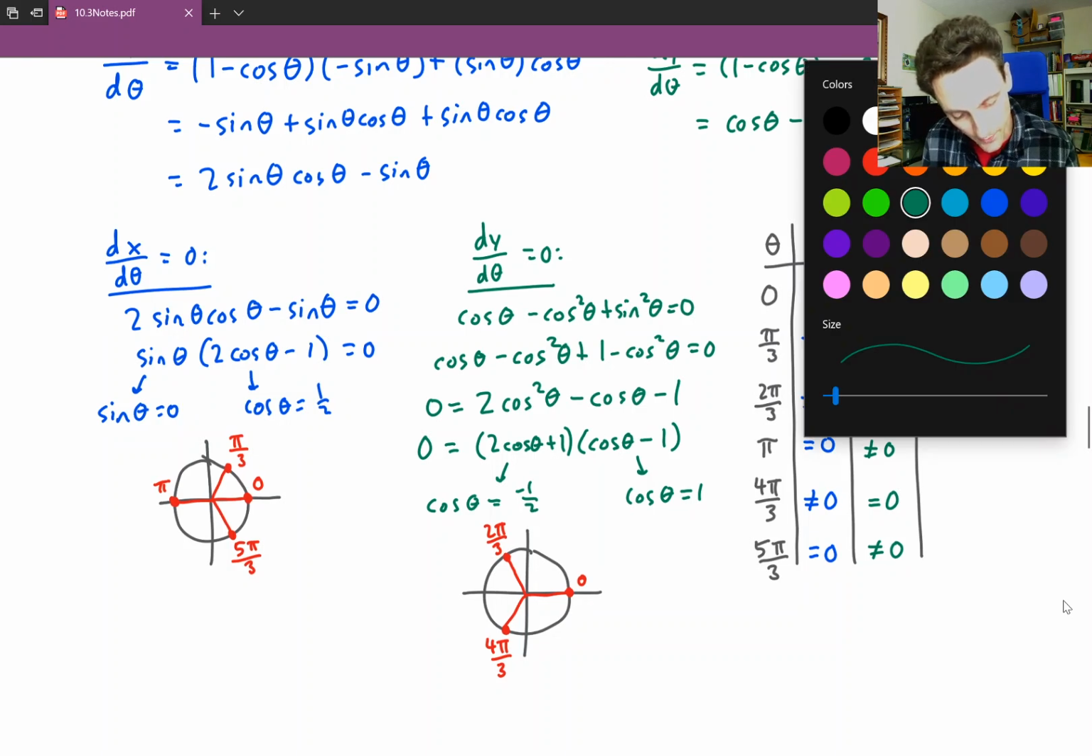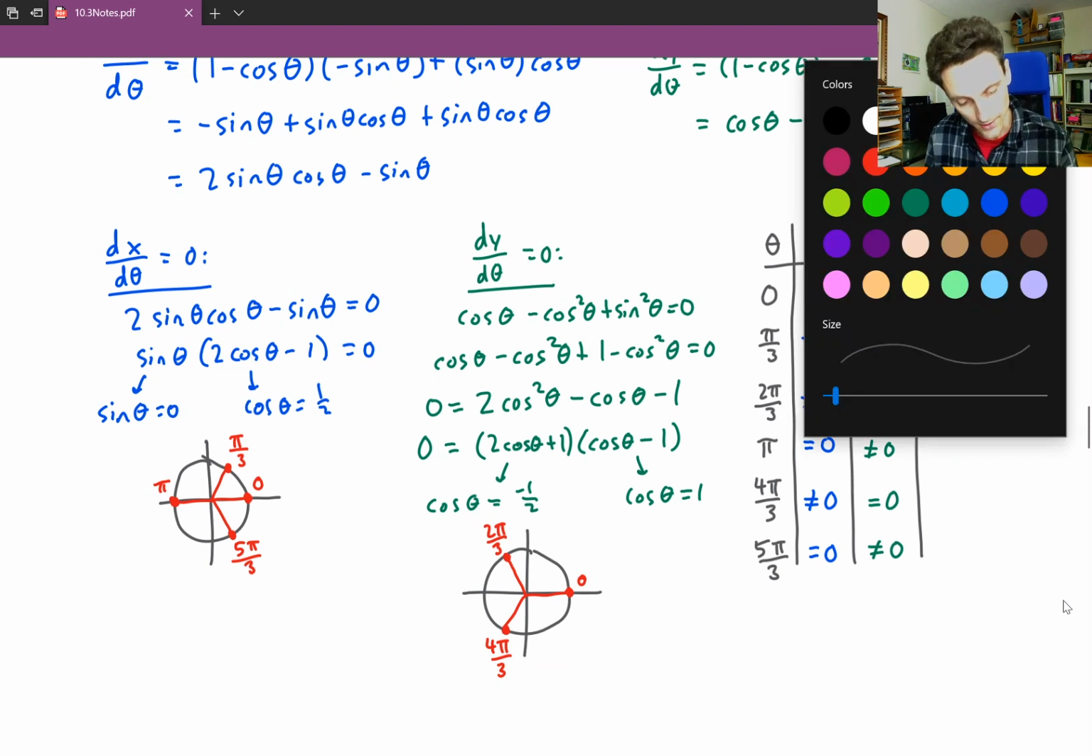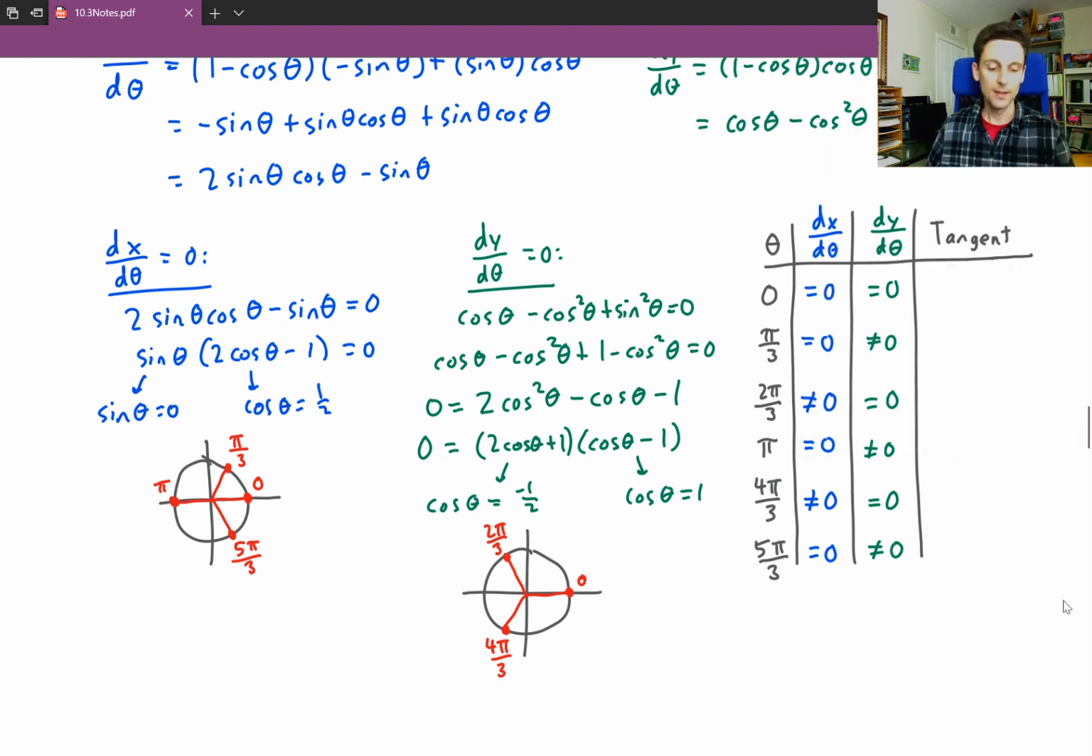So with this information, we can figure out what type of tangent lines these are. Now the first one is actually the hardest one. If both dy/dθ and dx/dθ are equal to 0, that's a problem. So we're going to come back to that one. But let's look at when dy/dθ is not 0 and dx/dθ is 0.